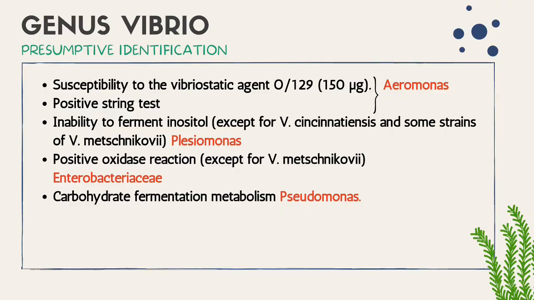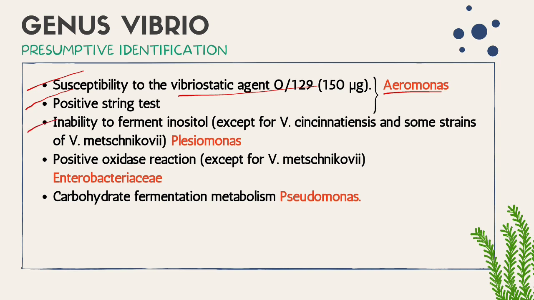So, for presumptive identification, this is used to differentiate your genus Vibrio from your other enteric organisms or family. For susceptibility testing, your Vibrio are susceptible to vibriostatic agent O129. So, they cannot withstand this particular vibriostatic agent. And they're also positive to string tests, which differentiate them from the genus Aeromonas, which is resistant to vibriostatic O129 and negative to string tests.